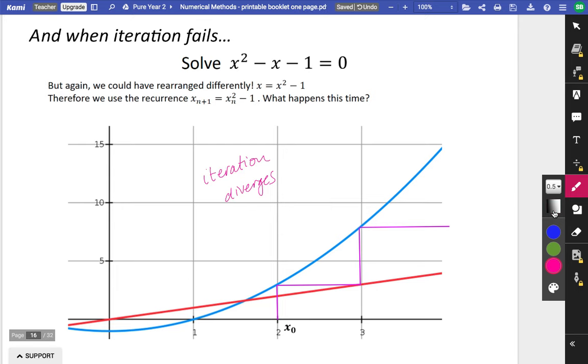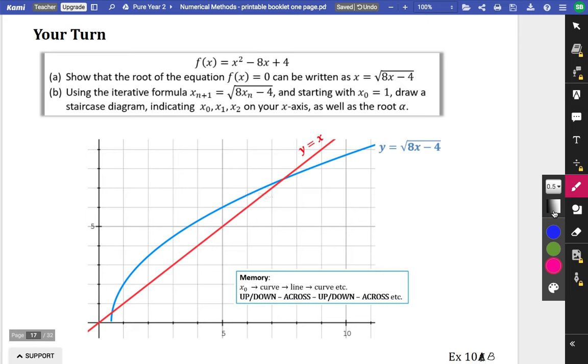Okay, so let's have a look at you having a go at this, and then after I've gone through this one, you can have a go at doing some of the questions from exercise 10B. So I'll give you a moment to pause doing this, and then I'm going to go through this one myself.